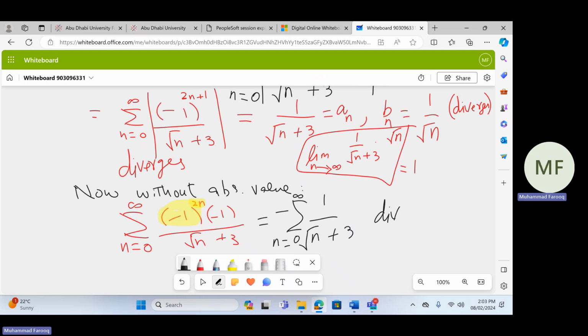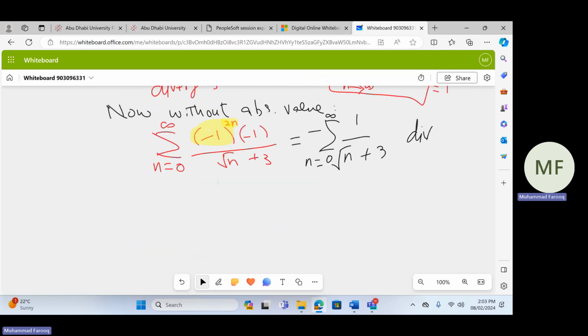The negative sign doesn't matter. No problem, because if it diverges, then the whole thing, at most, says negative infinity, which again diverges. Don't worry. Clear? What is the next point to check? 1. Okay, good.